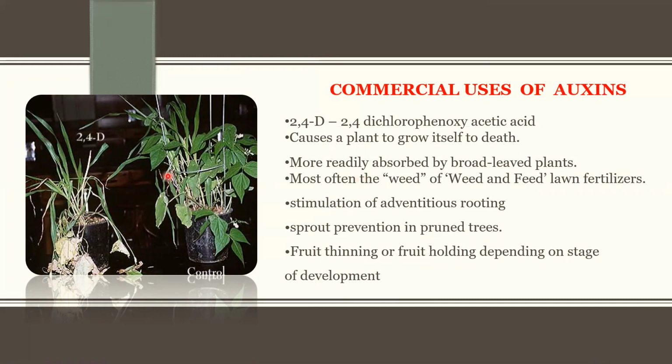As shown in the figure, in the control series no auxin was given, but in this one 2,4-D is given, and some weeds are dead. It is more rapidly absorbed by broadleaf plants, and is most often found in weed and feed lawn fertilizers. They are absorbed and cause death. They cause senescence in such types of plants, and thus it is used as a commercial herbicide.